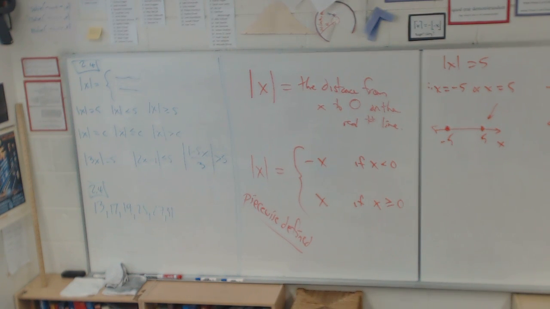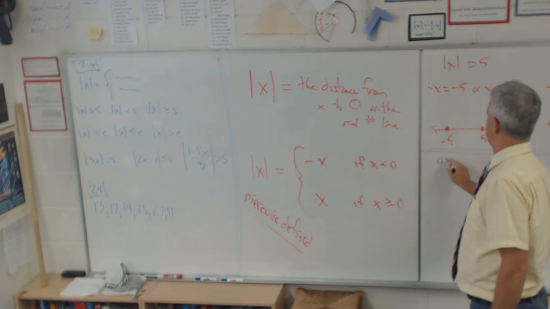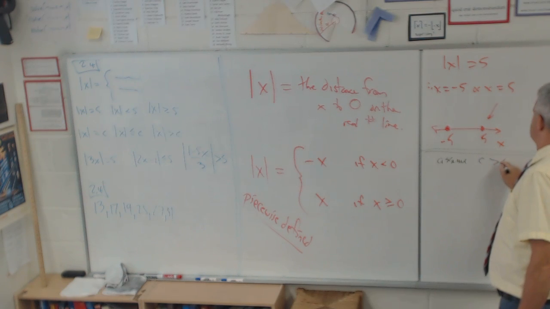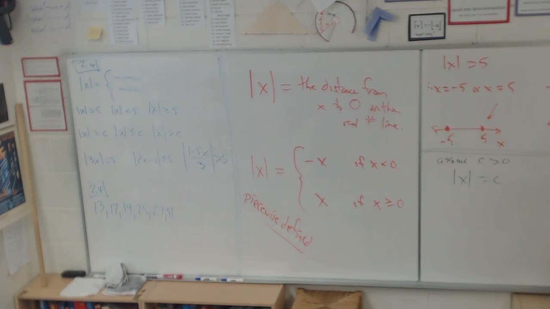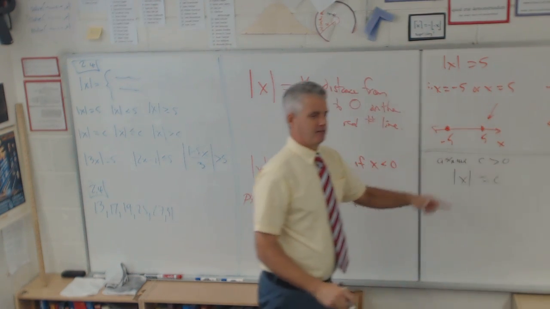So anybody have a question on those three problems? Okay, so I'm going to do three more problems very similar. Assume this C is greater than 0. So I have the absolute value of X equals C. The absolute value of X is less than or equal to C. The absolute value of X is greater than C. Now I'm just going to go down rows today, take a little pressure off. So Harrison right here.